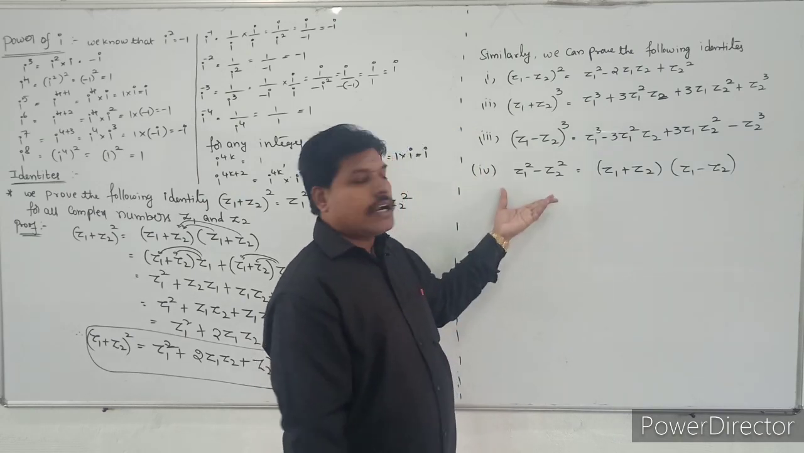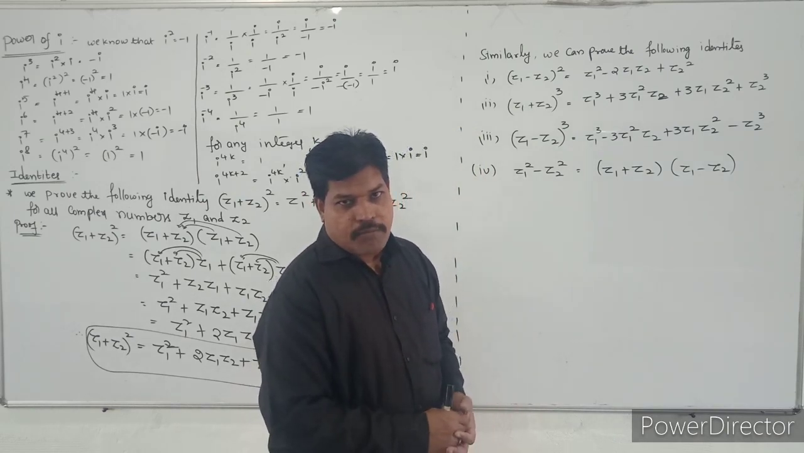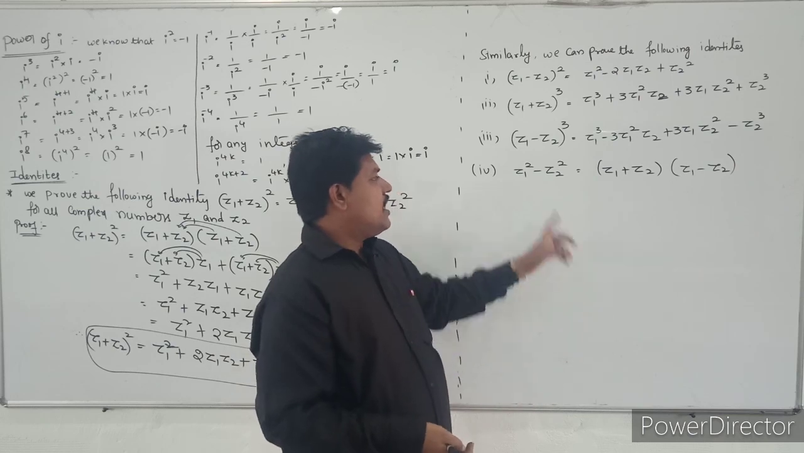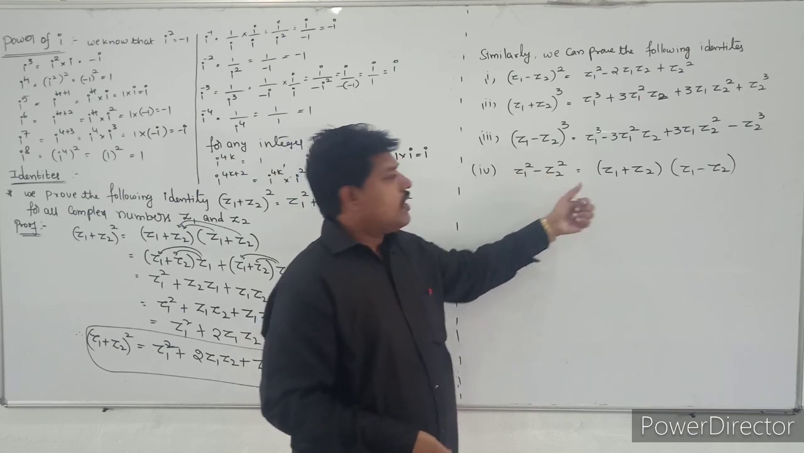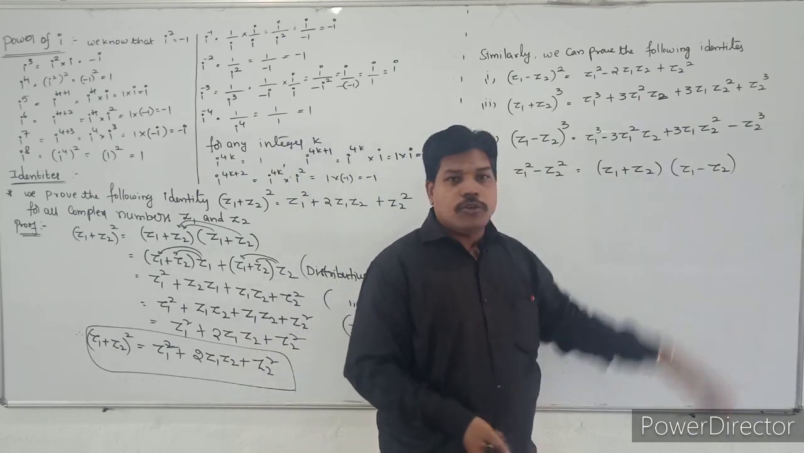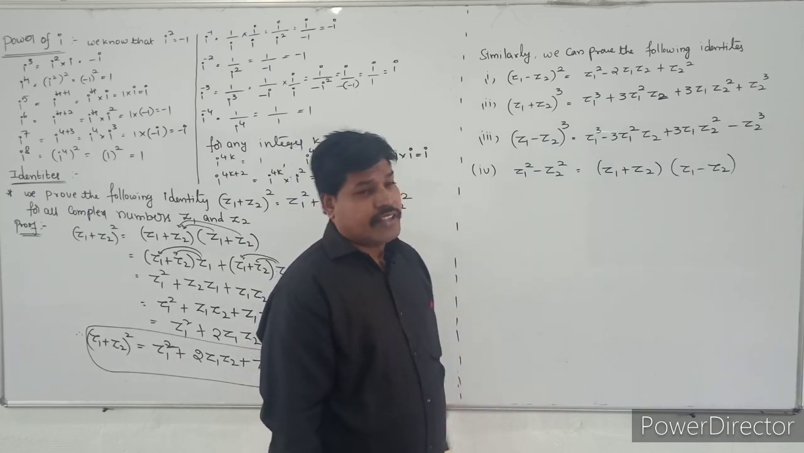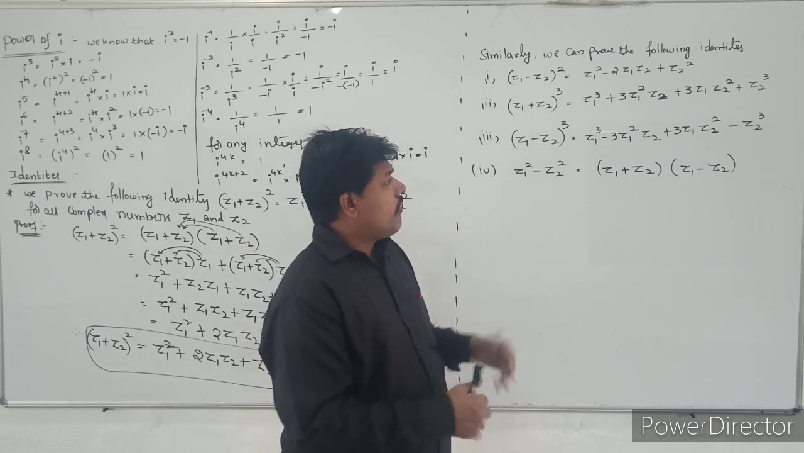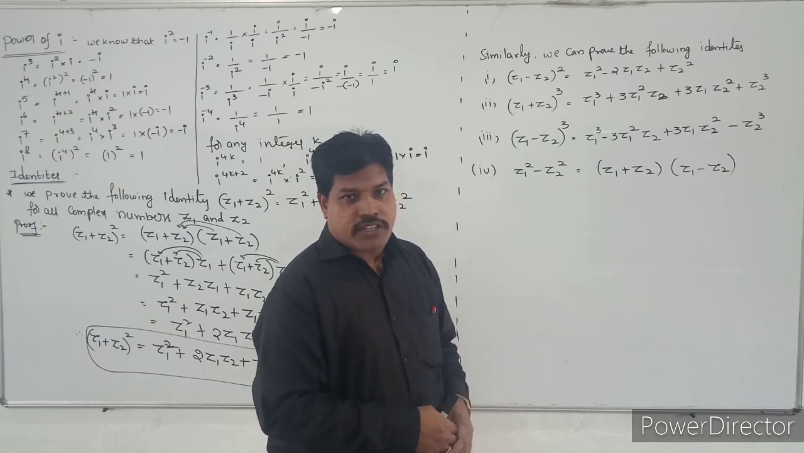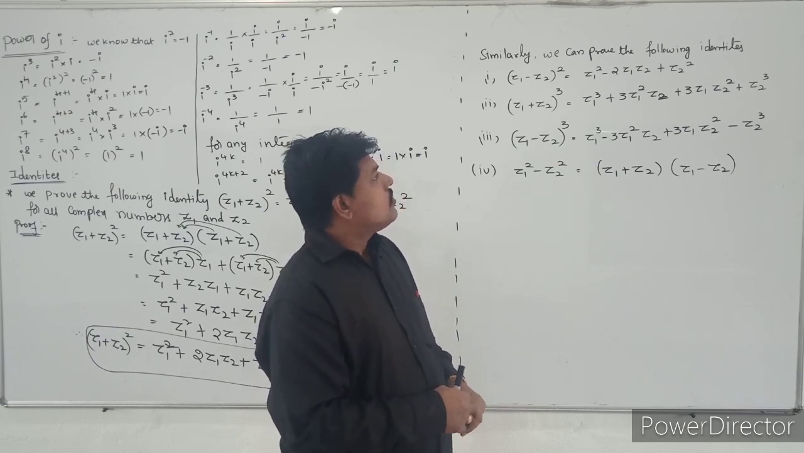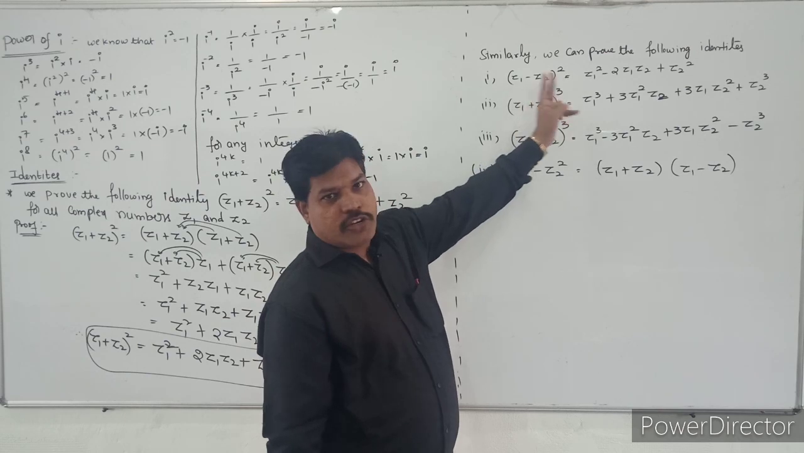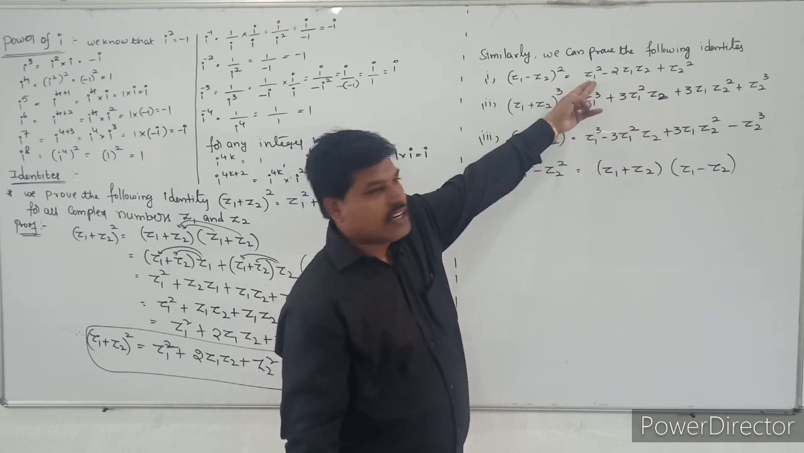Already you know that a square minus b square, for real numbers, is (a plus b) into (a minus b). Here Z1 square minus Z2 square is equal to (Z1 plus Z2) into (Z1 minus Z2). So we can try these questions. If you get it, just post in the WhatsApp group. What you have to take is Z1 minus Z2 into Z1 minus Z2, and we will get this condition.